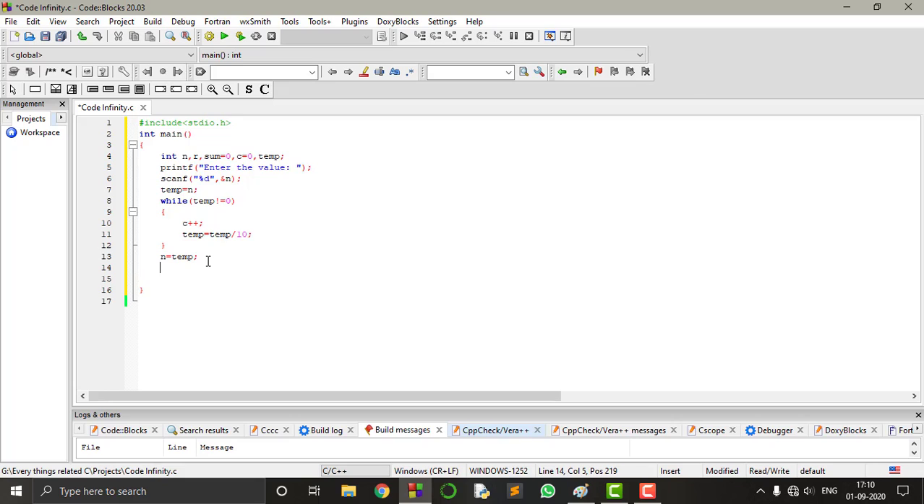After that again a while loop. We mod the value of temp by 10 because we have to know the remainder, and sum equals sum plus, here we can use a function pow, meaning power, with rem comma c. Rem means the value and c means the power, and temp equals temp divided by 10.